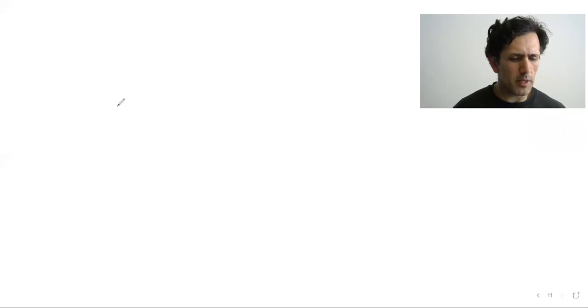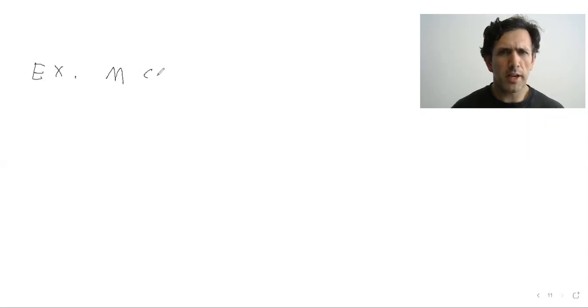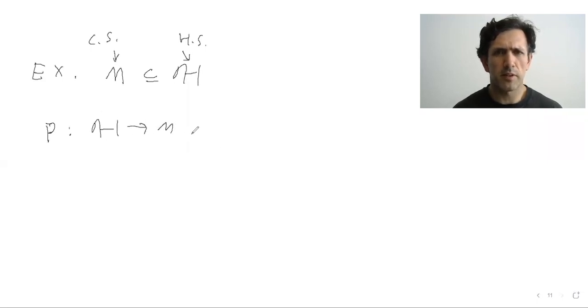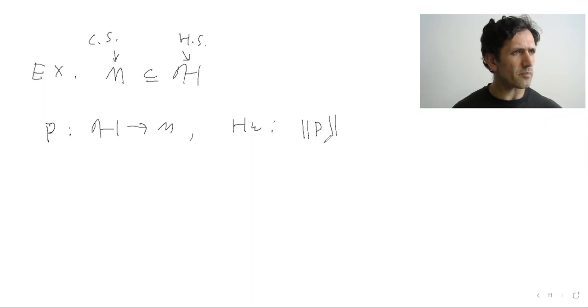Okay, so let me give you a few more examples. This example here is going to be an easy homework. Let's say I have a Hilbert space H, and M is a closed subspace of my Hilbert space H. And let's say I have the orthogonal projection from H to M. The homework is that you actually have that the norm is going to be equal to 1, no matter what it is, as long as this is the orthogonal projection.